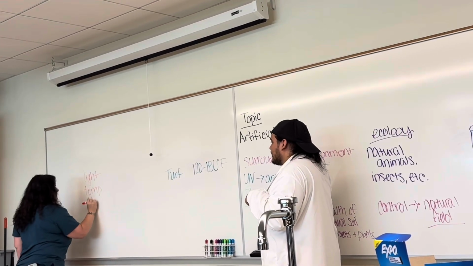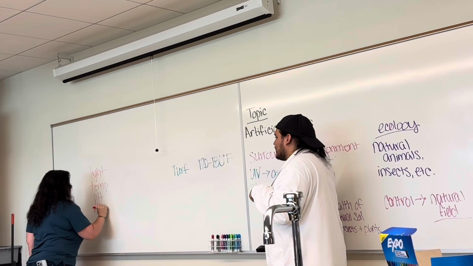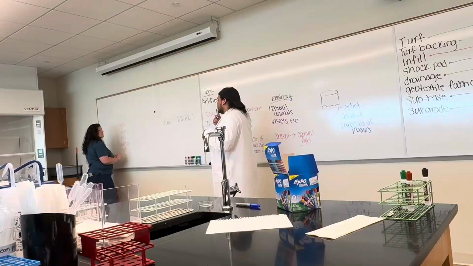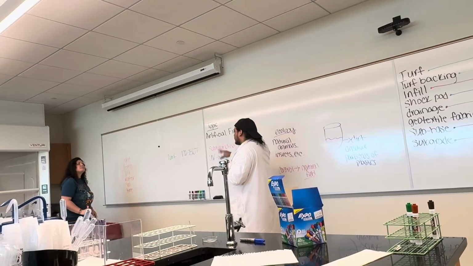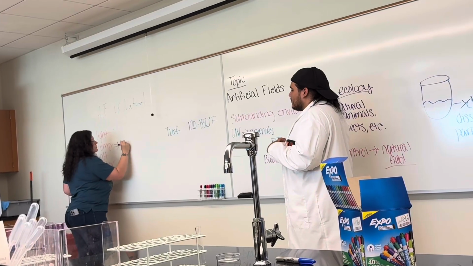pH, water, amount of water. The amount of soil or artificial field should be similar. The other thing is just time, right? How long are we doing this for? We have our factors, but what are we specifically testing? This is what I'm thinking.